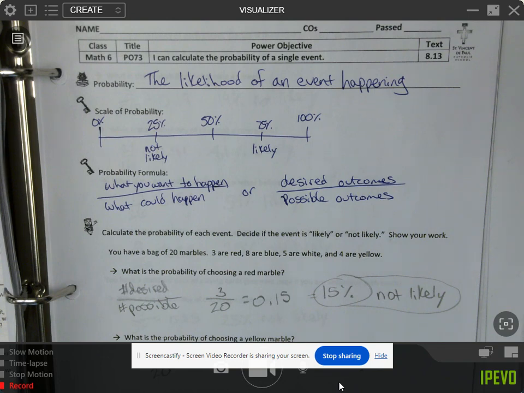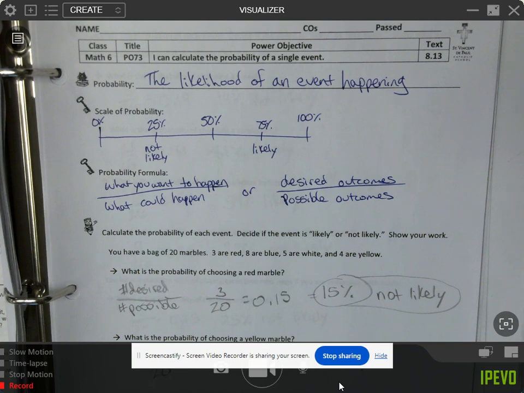So remember, probability is the likelihood of the event happening. So we needed to look at what our desired outcome would be, what you want to happen, and that's going to be over the possible outcomes, the total number of outcomes that are there, what could happen. So we talked about rolling that dice. There are 6 possible outcomes. So that would be our bottom number. When we talk about rolling a 6, there's only 1 six on there. So there's 1 desired outcome out of 6 possible.